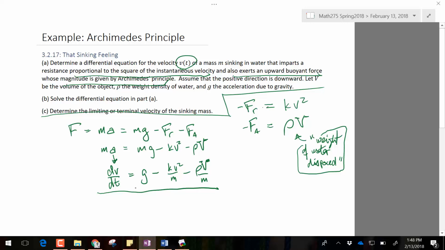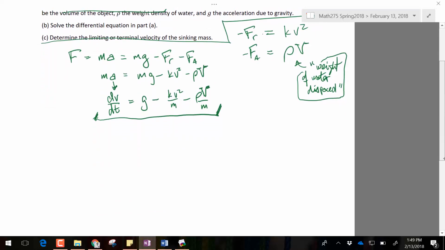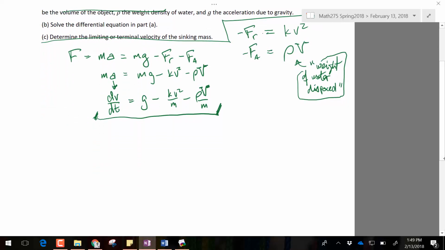What kind of differential equation is this? This is a separable differential equation, right? So what are the two variables that we're looking at? The two variables are little v and little t, and capital V is not a variable, it's a constant. So when we try to solve for this, it looks like everything is going to have to go on the v side.